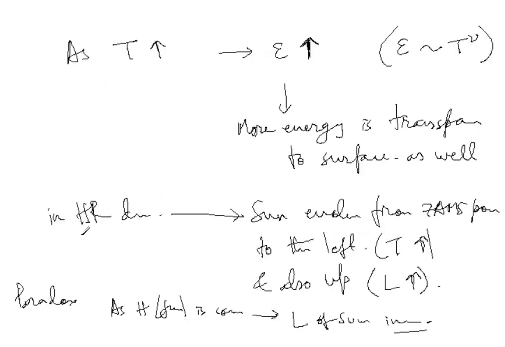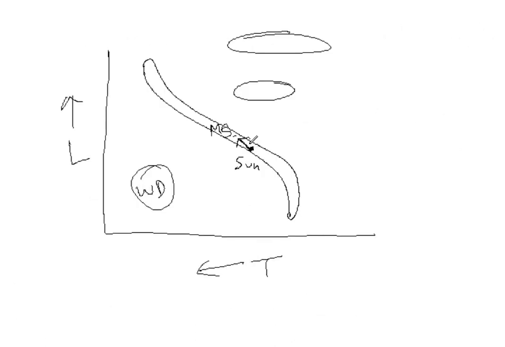And from the very basic discussion here regarding the evolution of the Sun from the ZAMS position, the movement is along this direction, along increasing luminosity as well as increasing temperature. Okay, this is what I was telling about.